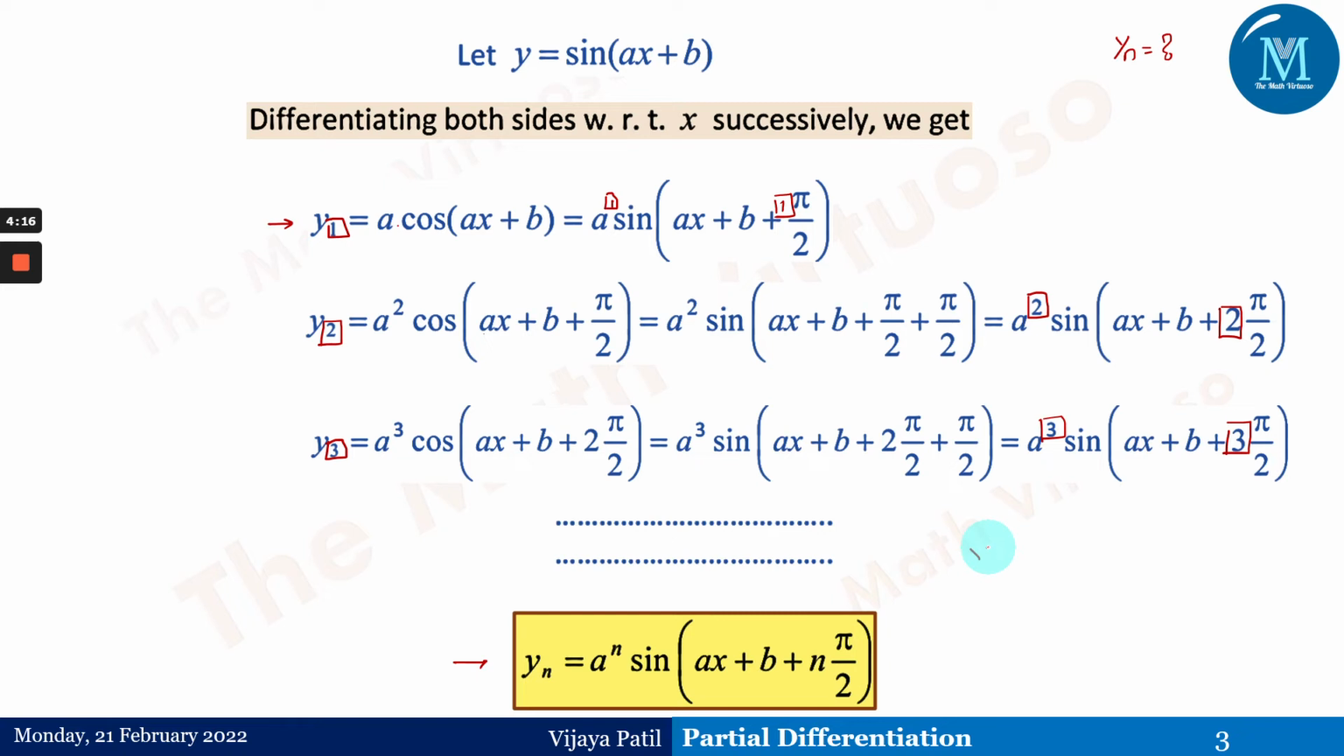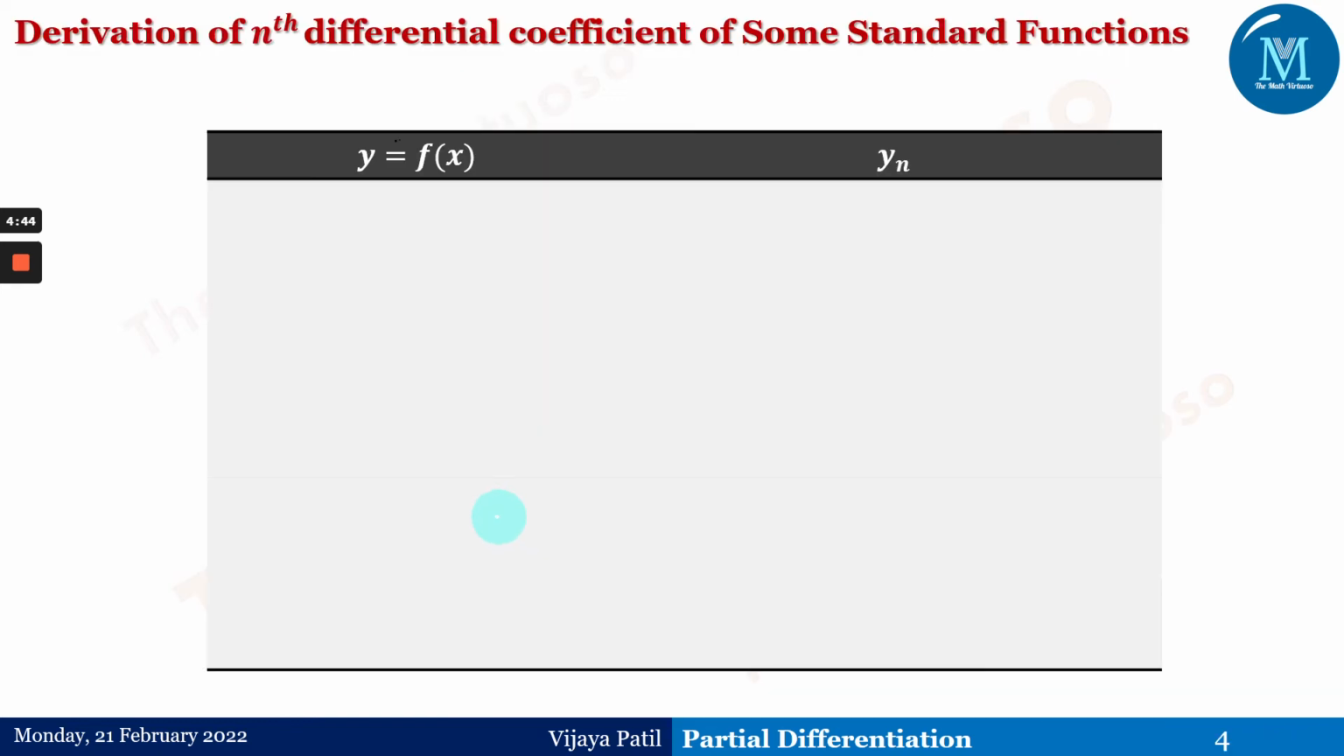So we have to write down y_n is equal to a to the power n sine of (ax + b + n pi by 2). So this is what we got as the nth derivative of this particular function. Now, whenever we are going ahead with successive differentiation, you have to understand the different patterns, how they are followed by the constants and the other terms around them. So this is all about y is equal to sine of ax plus b.